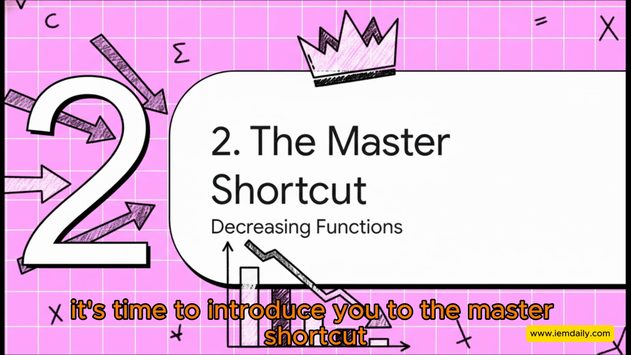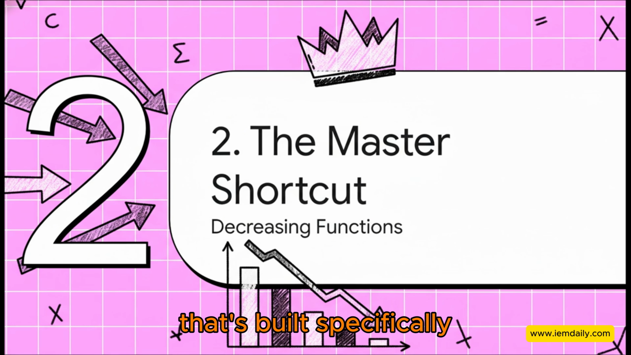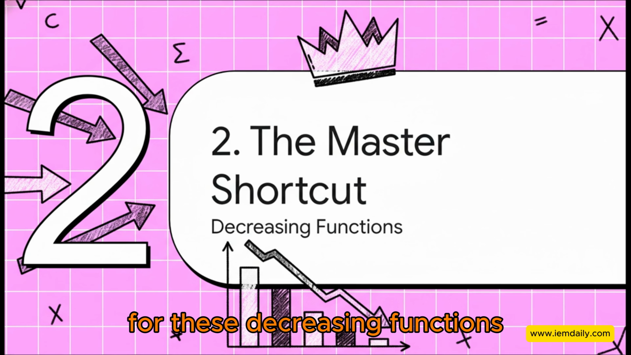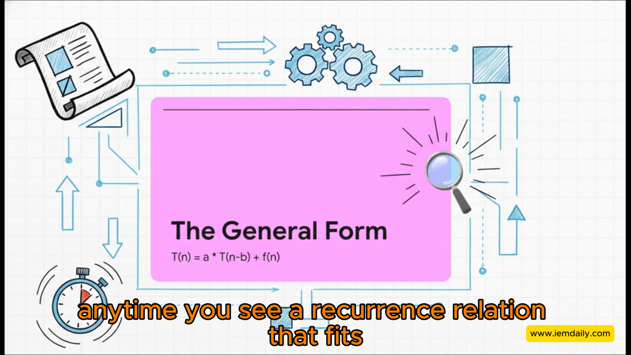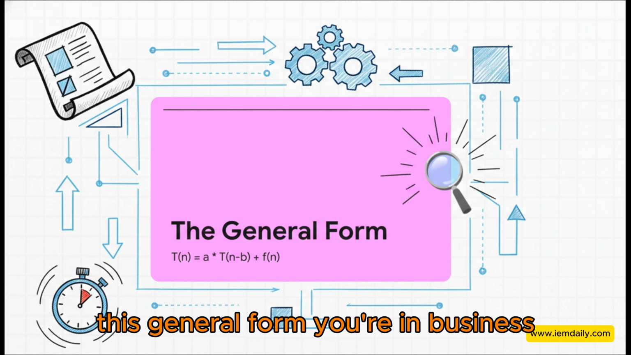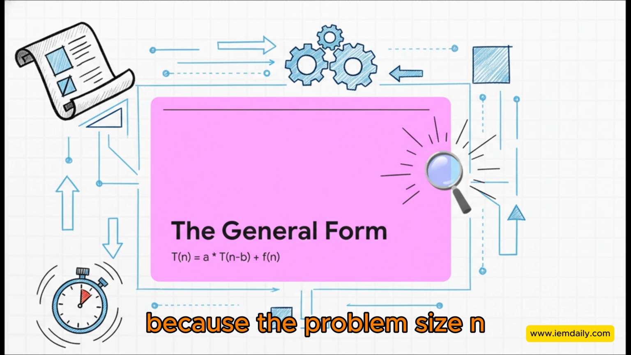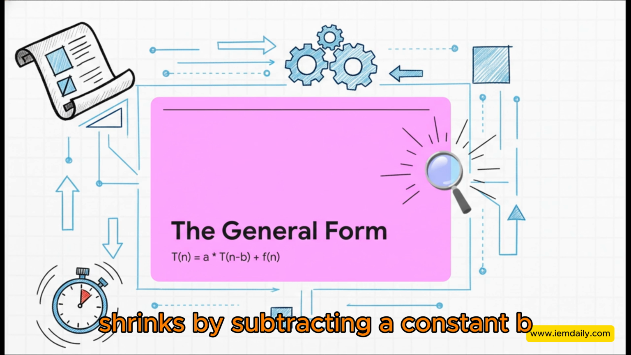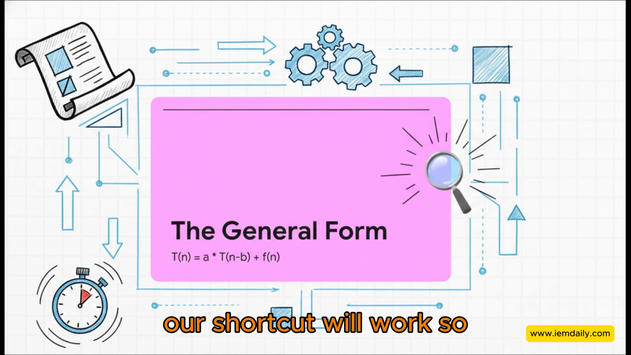It's time to introduce you to the master shortcut, a special version of the Master Theorem that's built specifically for these decreasing functions. So this right here, this is our blueprint. Anytime you see a recurrence relation that fits this general form, you're in business. We call it a decreasing function because the problem size n shrinks by subtracting a constant b, not by dividing. If your problem looks like this, our shortcut will work.